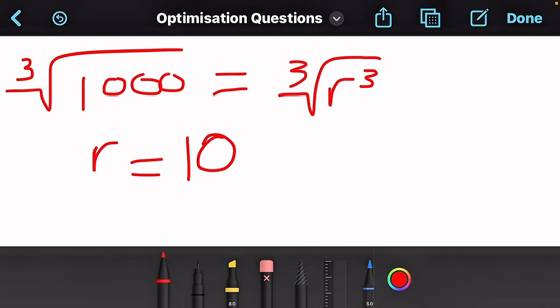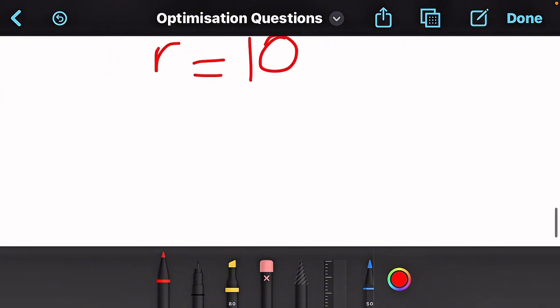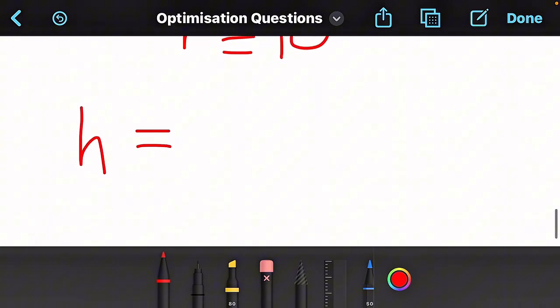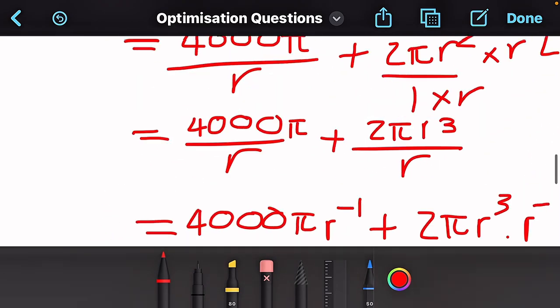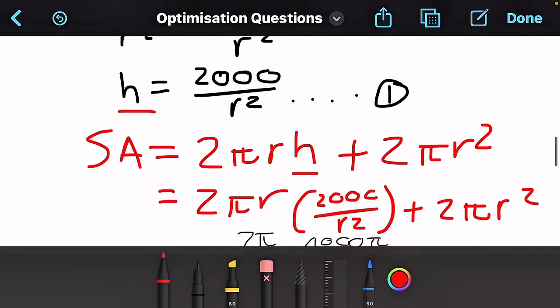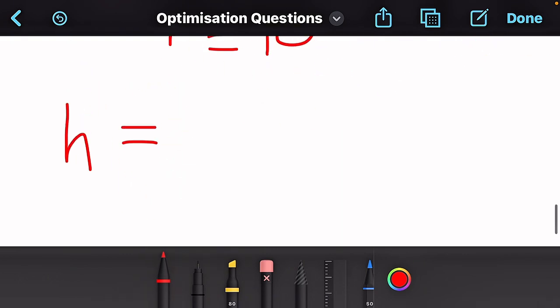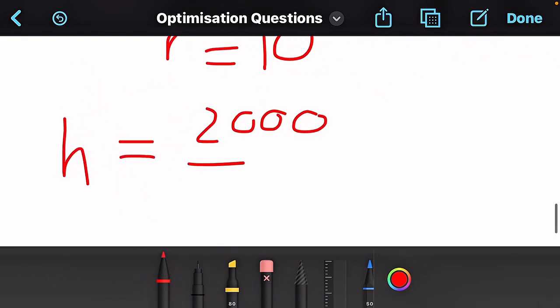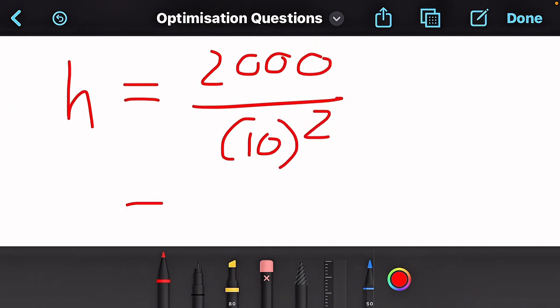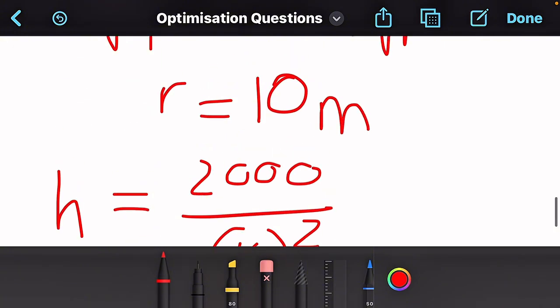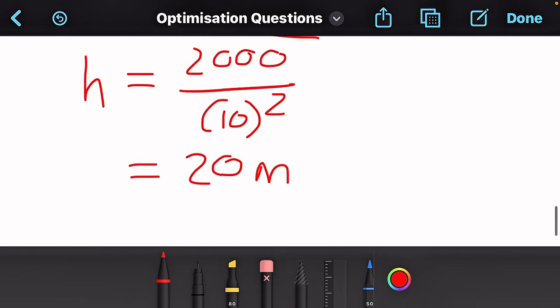So since we found r, which is one dimension, we'll need to find the height, which is the other dimension. We have the formula for the height, which is 2000 over r squared. So it's going to be 2000 over 10 squared. And let me check in the calculator. That will equal 20 meters. And therefore, we have our dimensions.